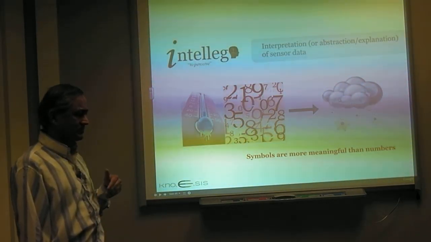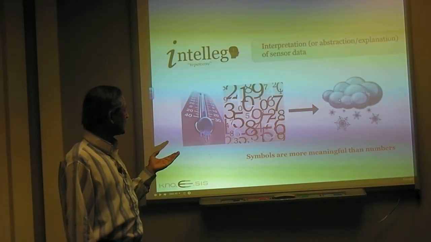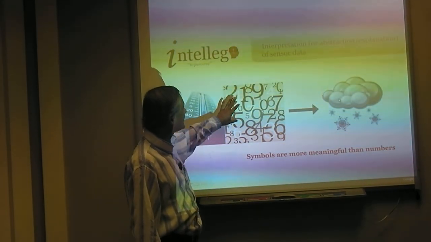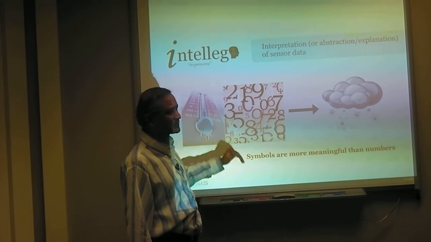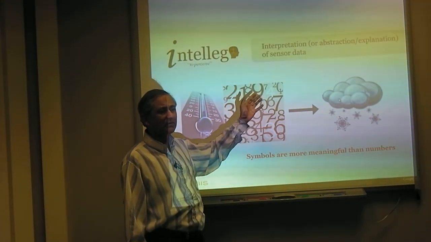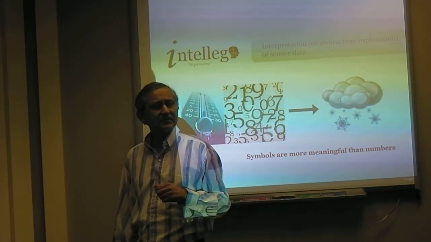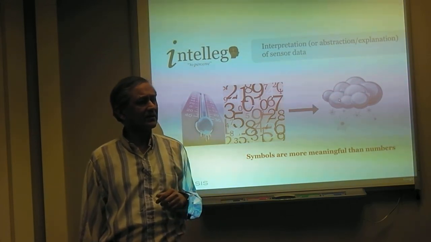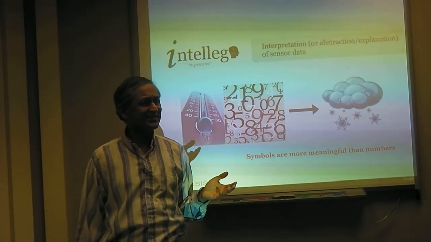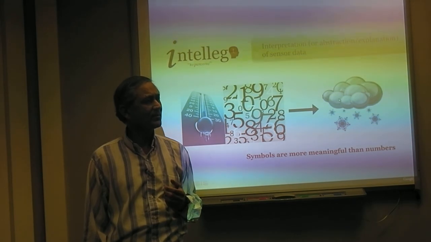Now, the challenging and interesting thing, and this is a unique thing that we do at Noesis, for example, is to convert the sensor data into abstraction, something that is meaningful. So you get all these temperatures and all the numbers coming from many places, and you want to understand what kind of weather it is. Is it raining hard? Is it icy road conditions? Is it a blizzard?